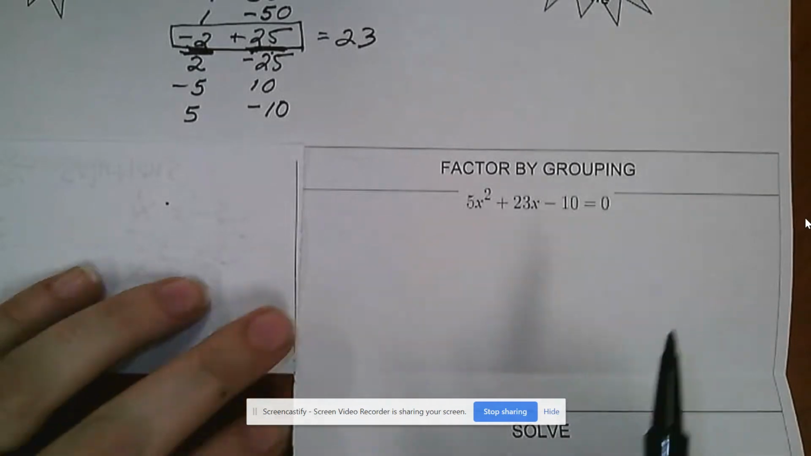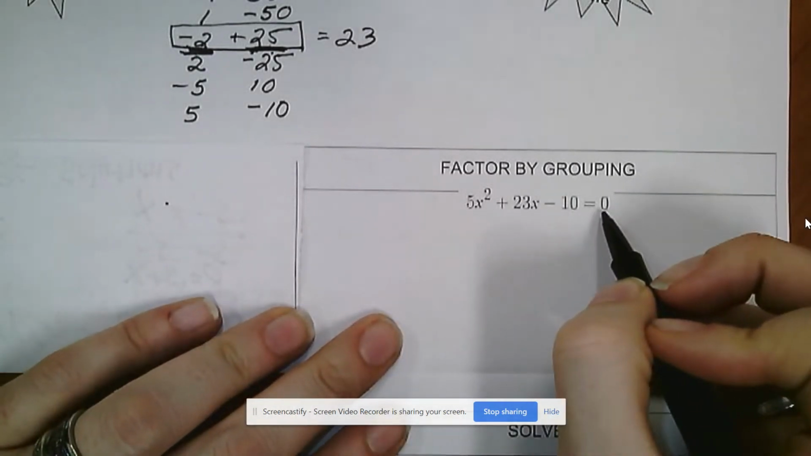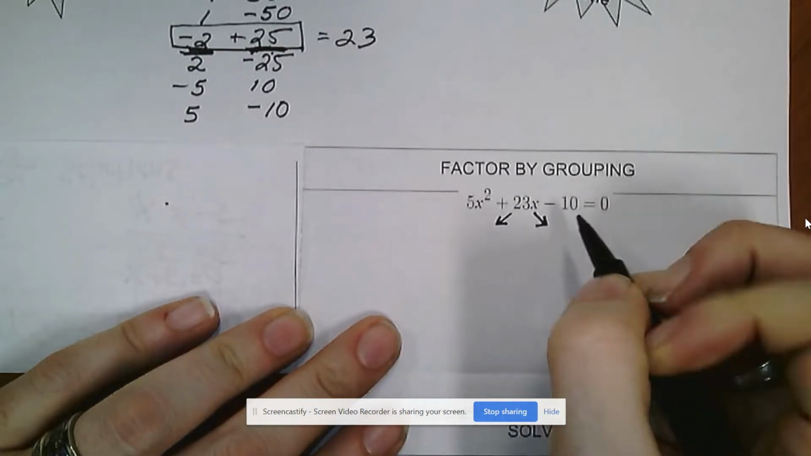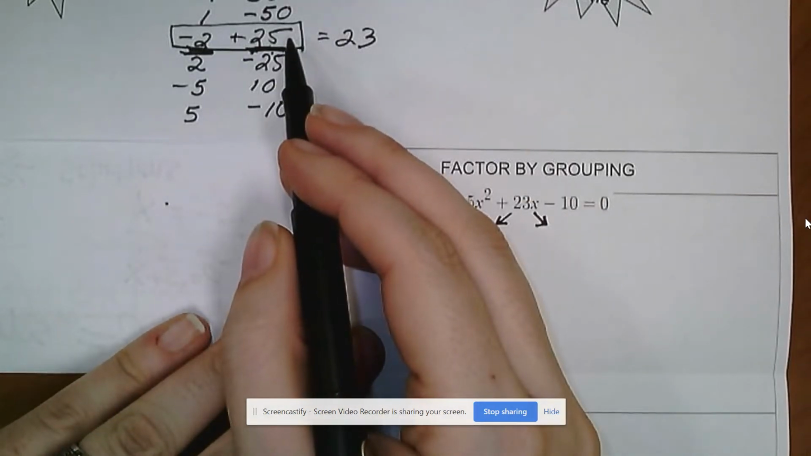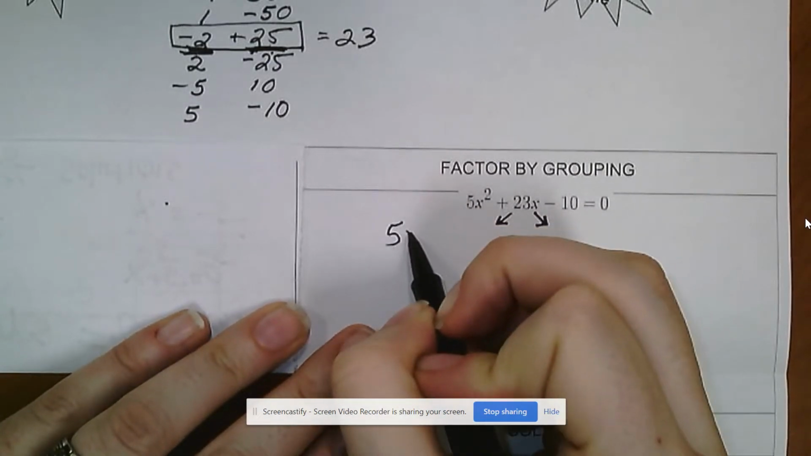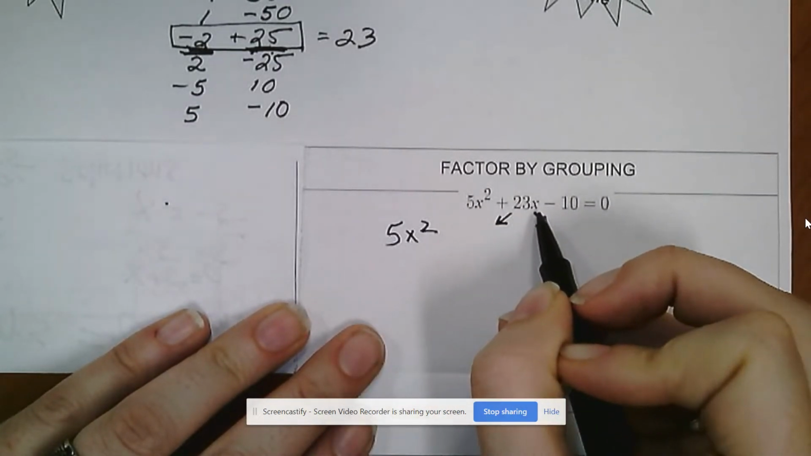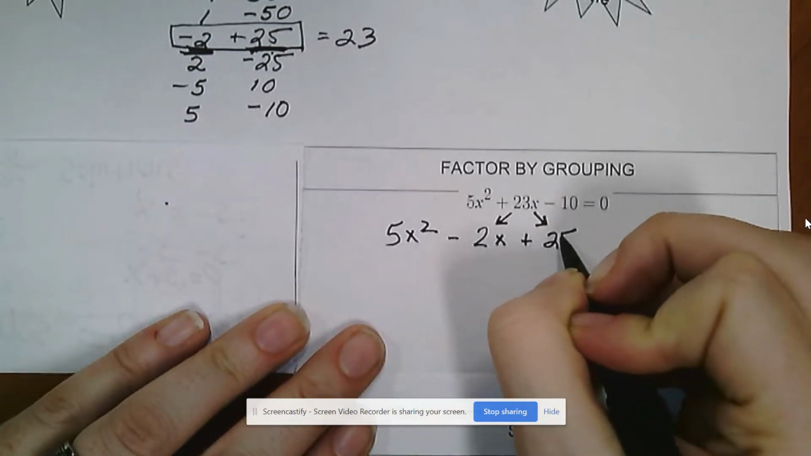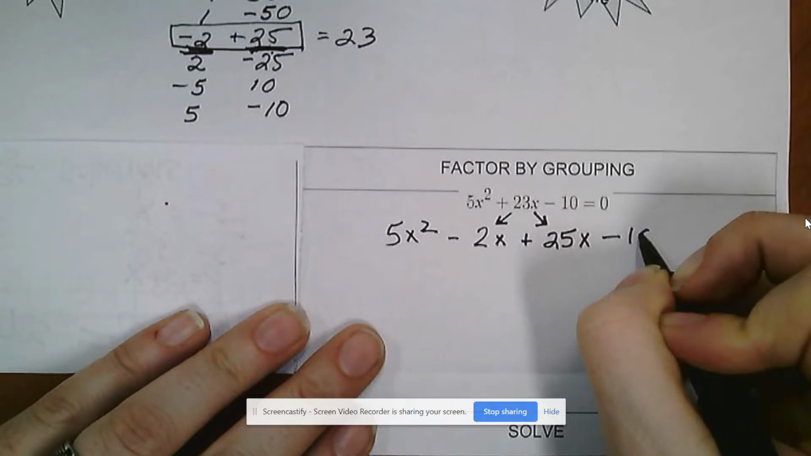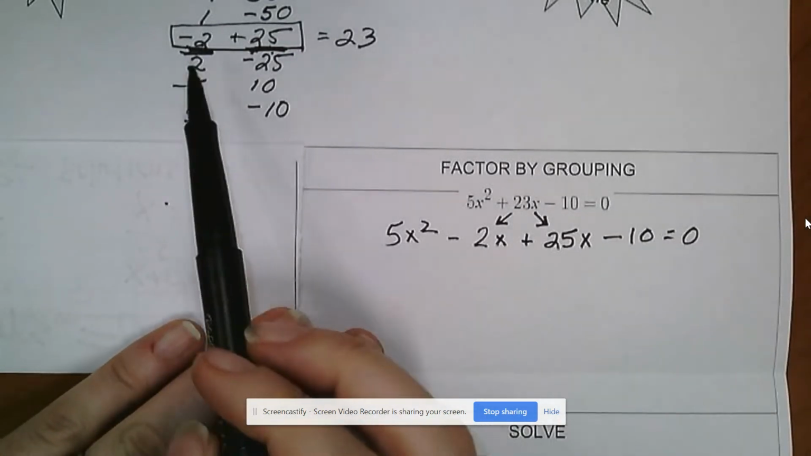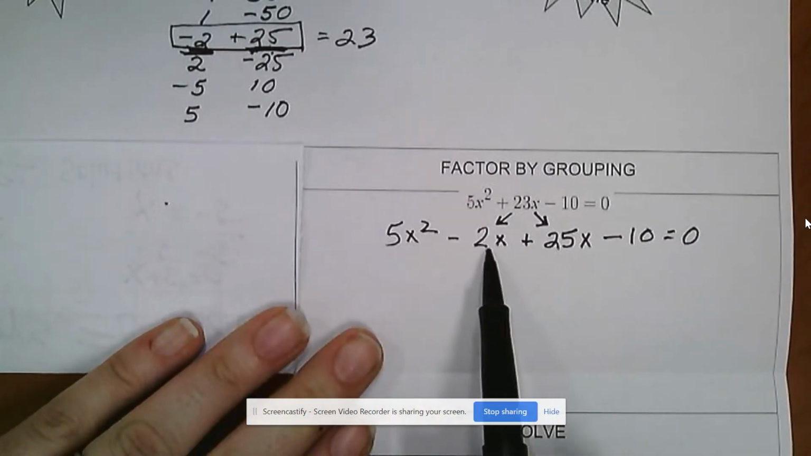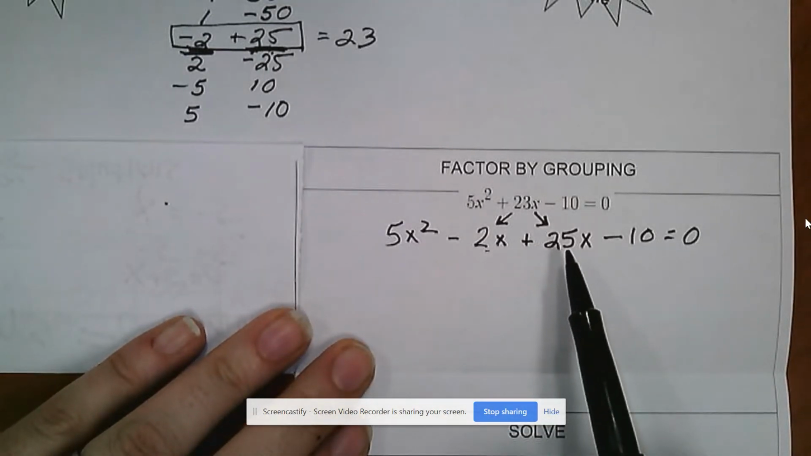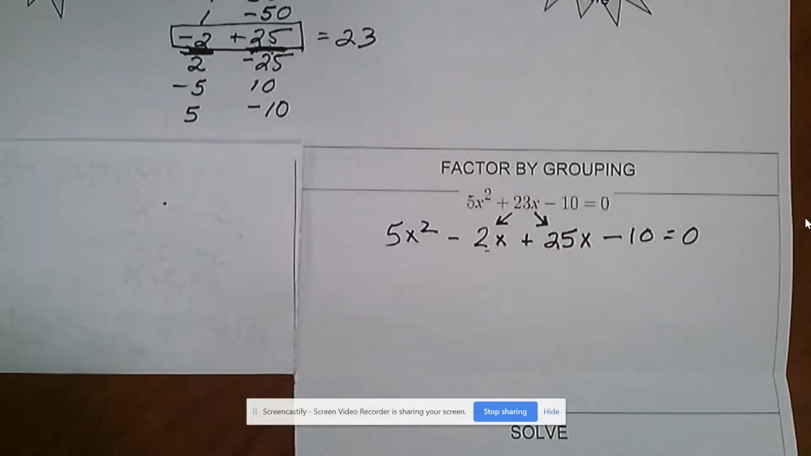So this is the original equation. And what we're going to do is break this 23x into the two factors that we found. So the 5x did not change, but instead of 23x, we're going to write -2x plus 25x. And then that -10 is the same. So you can notice the -2 is right here, and the 25 is right here. And again, I get asked, does it matter the order? No, because ultimately we're going to factor things out, and the order won't matter.